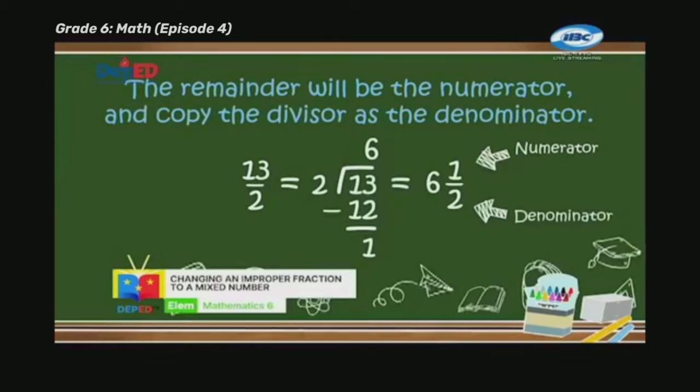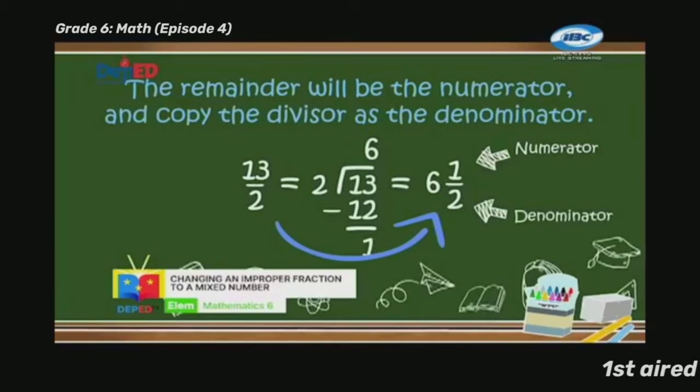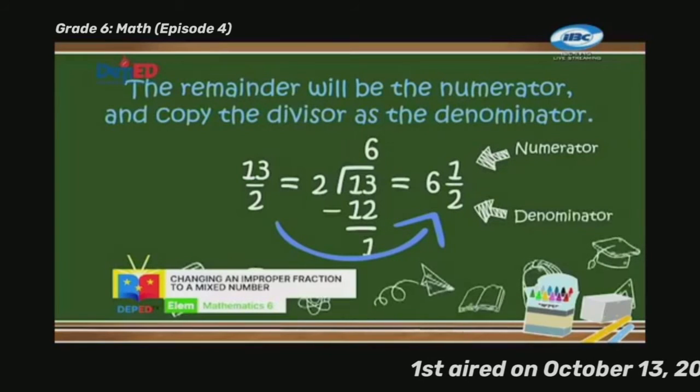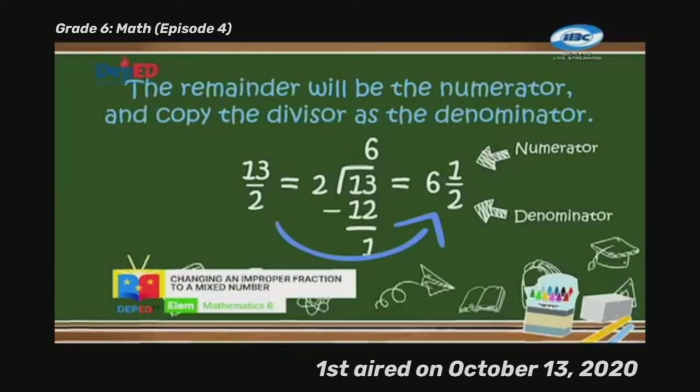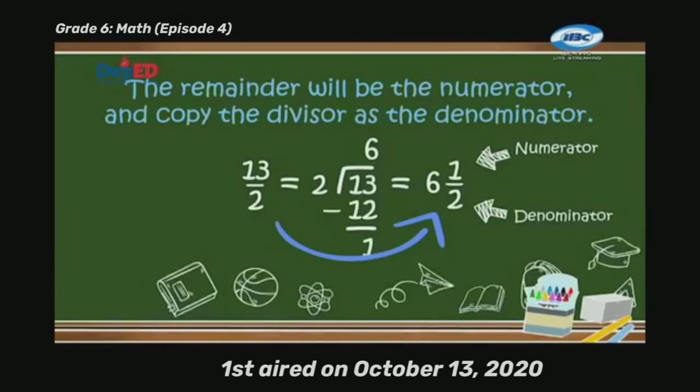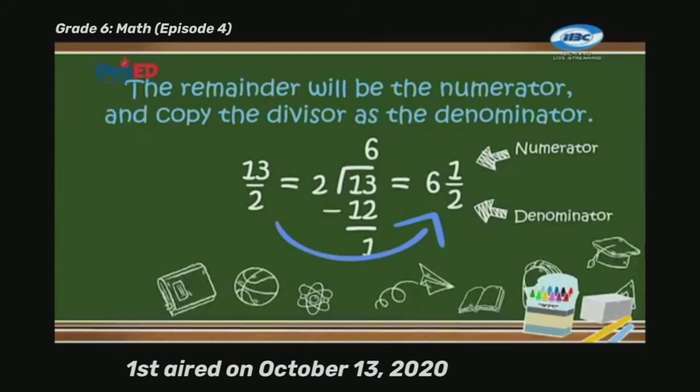For example, 13 halves. 13 divided by 2 equals 6, with a remainder of 1. 6 is the whole number, 1 is the numerator, and 2 is the denominator. So, 13 halves is equal to 6 and 1 half.